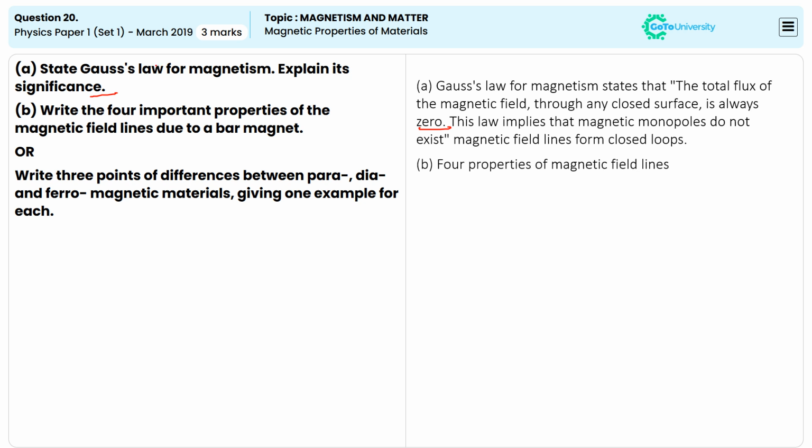Write the four important properties of the magnetic field lines due to a bar magnet. Properties of the magnetic field lines are: magnetic field lines always form continuous closed loops.